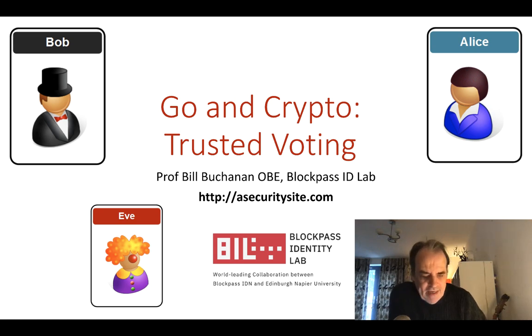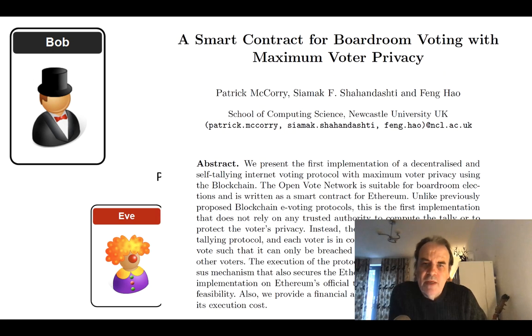Let's have a look at some Go programming with some cryptography. And the application we'll look at is within trusted voting. So we'll see how we can set up a trusted infrastructure so that we can preserve the privacy of the voter while increasing the trustworthiness. And the focus of it will be upon the methods that were applied in this paper here.